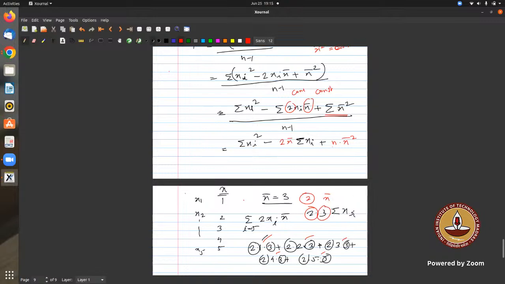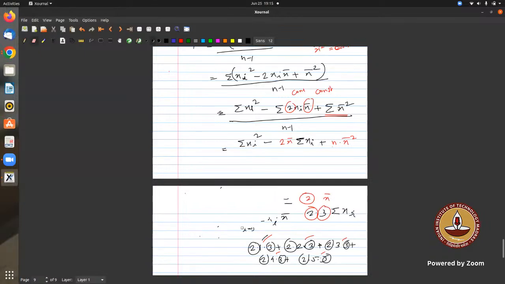Okay, let's see what we can do more. This is divided by n minus 1. Now the summation of xi square is the same, no change here.